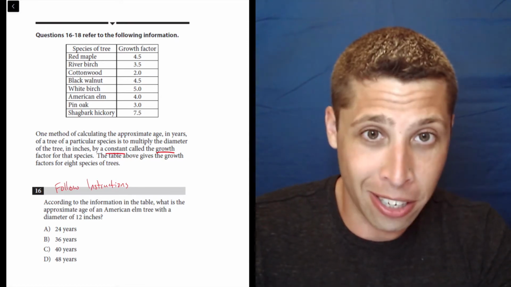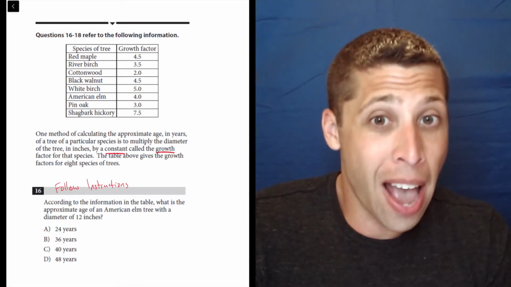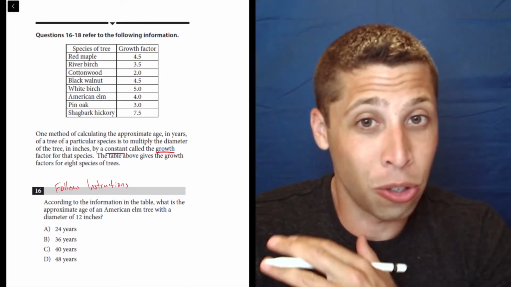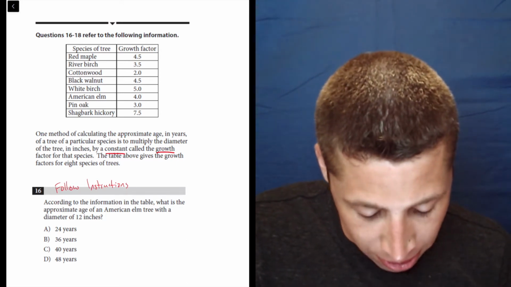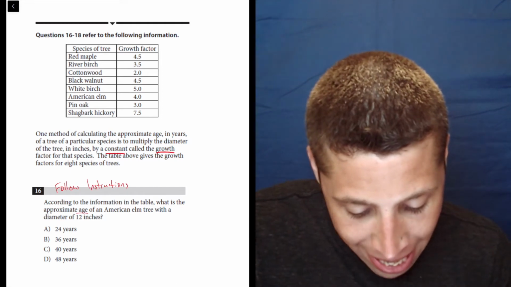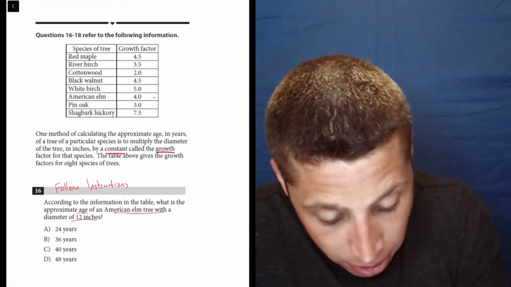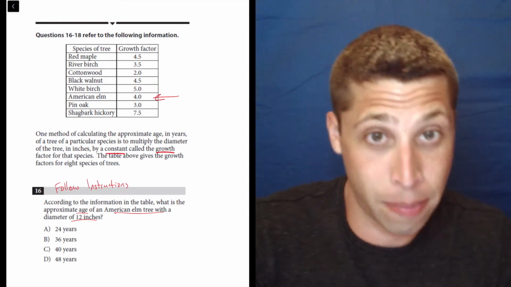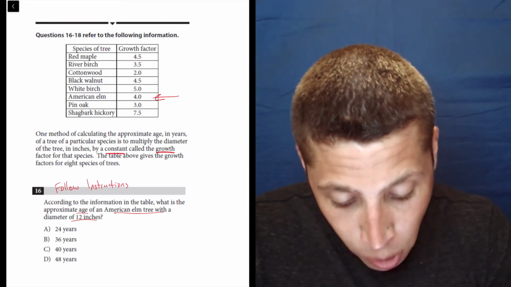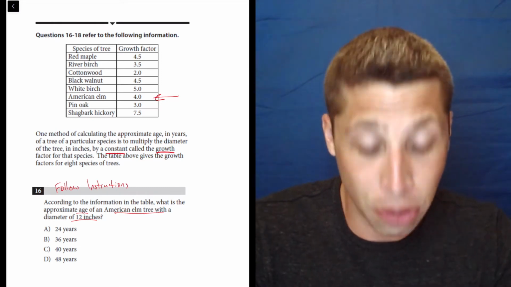But even still, a lot of times it doesn't even matter. You're just doing what you're told. So don't panic about these. What do they tell us? So first of all, the question is, what is the approximate age of an American elm tree with a diameter of 12 inches? So American elm right here, we know we're using that somehow. But now let's go into the question, into the text underneath. It tells us what to do.